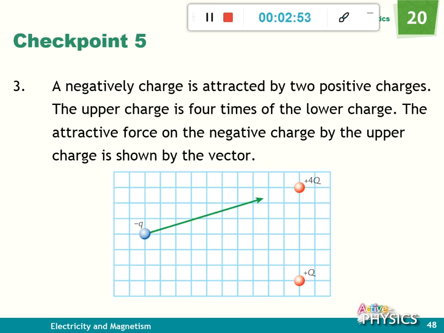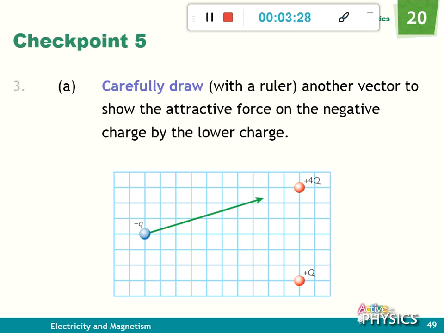Okay, question number 3. A negative charge is attracted by two positive charges, of course, unlike charges. The upper charge is 4 times the lower charge. For example, the lower one is positive Q, then the upper one will be positive 4Q. The attractive force on the negative charge by the upper charge is shown by the vector like that. Center to center, draw a line.